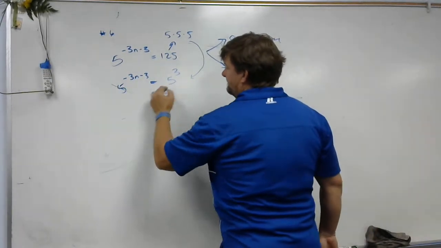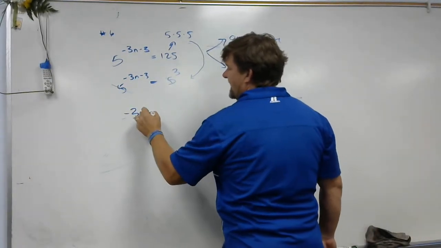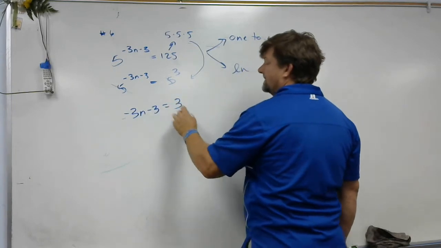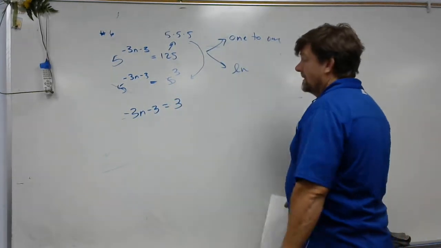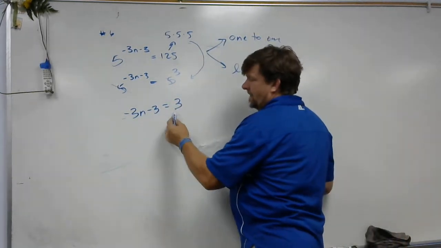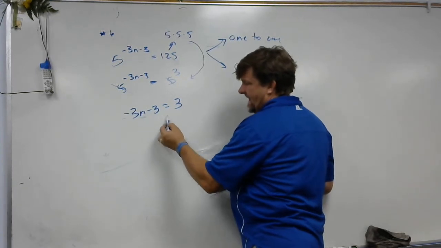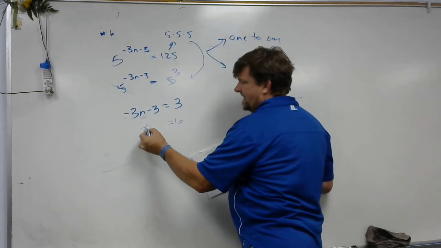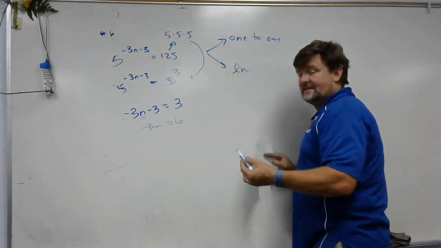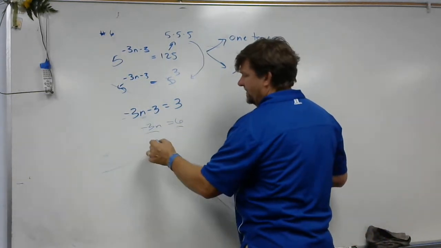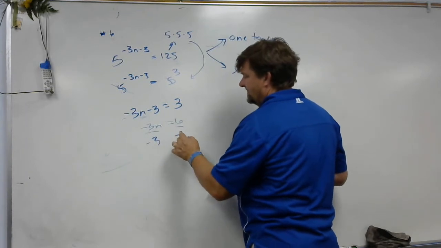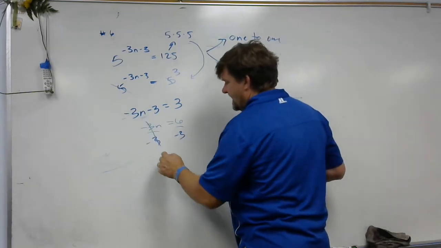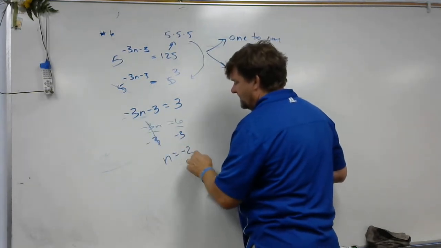One-to-one. Out of there, negative 3n minus 3 equals 3. Lots of 3's. Crazy. So then we solve for n. I'm going to add 3 to this side. Gives me a 6. Then I've got negative 3n. At that point, I can divide by both. Negative 3, and then I've got n equals negative 2.